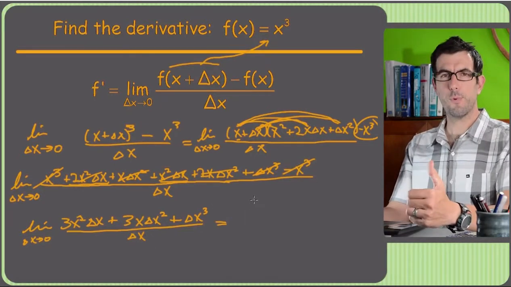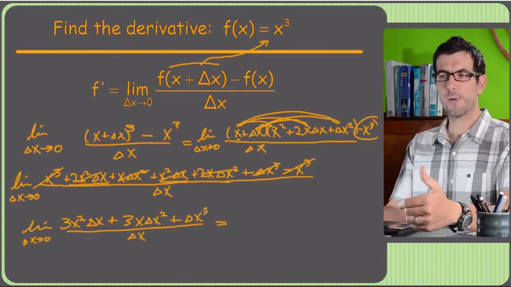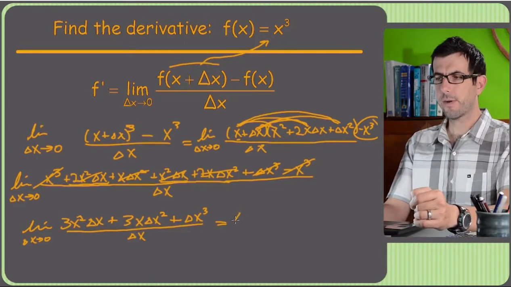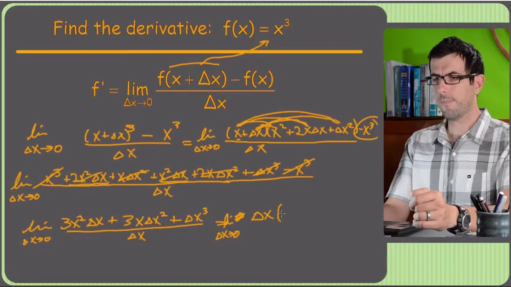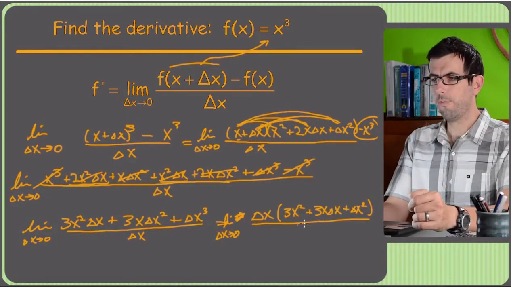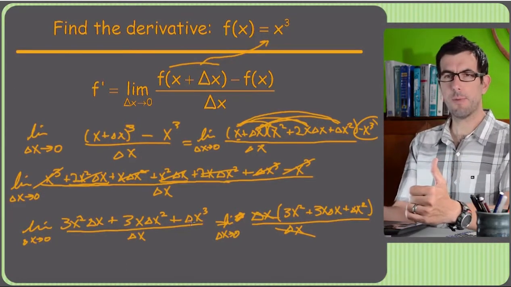Alright, so now what do I always do at this point? I factor out a delta x, because at this stage I should have a delta x in every term. So I'll factor out a delta x, limit as delta x approaches 0. So we get 3x squared plus 3x delta x plus delta x squared, all over delta x. Wow, they canceled out. That's great. That means I'm on the right track.